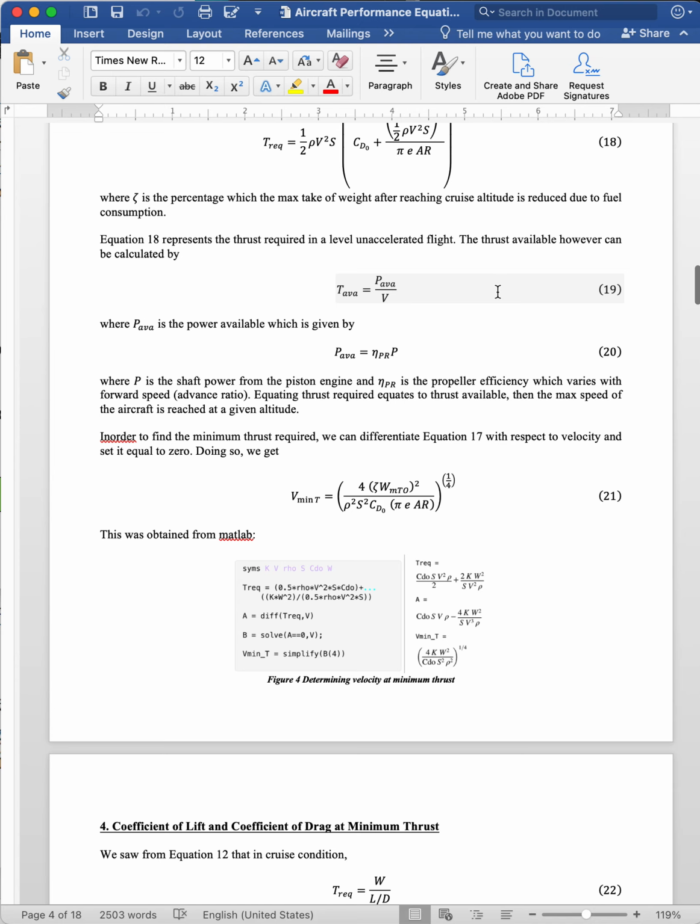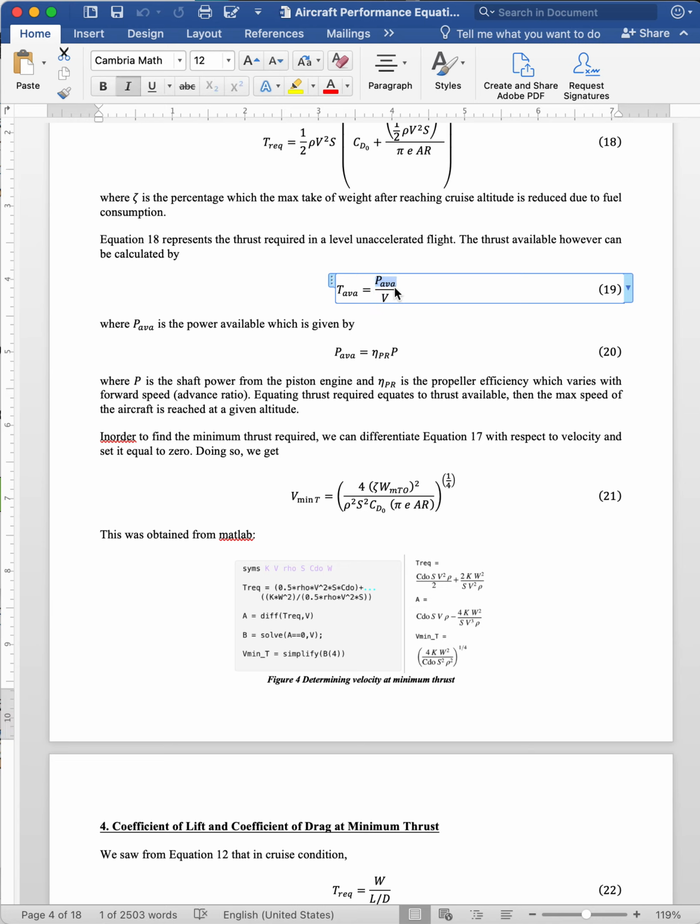But again, in a propeller aircraft, the thrust required is actually sort of meaningless, because in a propeller aircraft, what produces the thrust is the power of your propeller, okay? So if you're going to design a propeller-driven aircraft, you should not be concerned with thrust required. What you should be concerned with is the power required, and more importantly, what is called the available power.